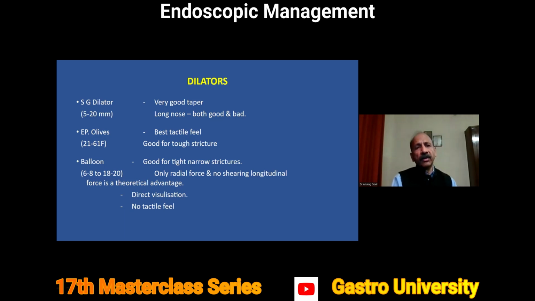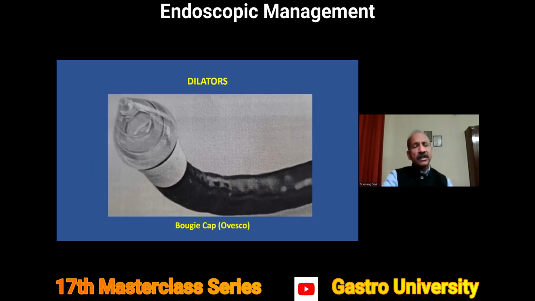Also, one good thing about the balloon is it is done under direct visualization. But the worst part is that there is no tactile feel. With the other dilators, you know how much force you are using. Here, when you're dilating with a balloon, you just inflate it to the maximum size. Now, whether the stricture dilates or the stricture perforates is largely on the balloon size and not really so much on your tactile sense.